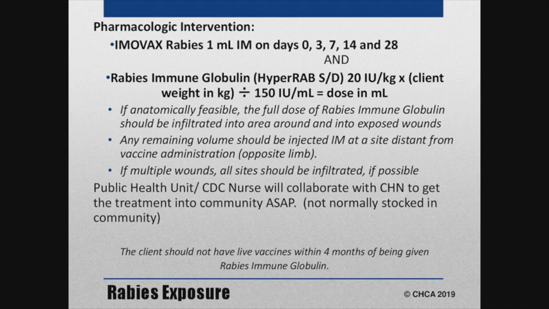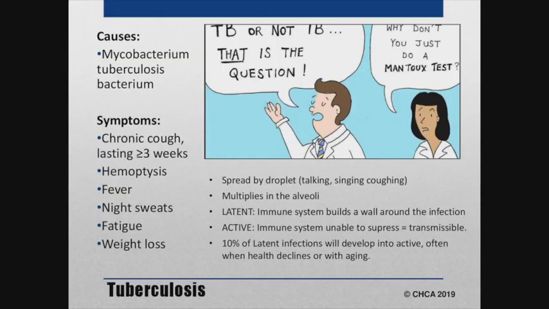Multiple wounds, all sites should be infiltrated if possible, and the public health unit or CDC nurse will collaborate with the community health nurse to get treatment to the community as soon as possible. It's not normally stocked in the community, so that's the reason why we want to make sure this is provided. The client should not have live vaccines within 4 months of being given the rabies immunoglobulin, which is important to document and to have on their chart so it's visible.